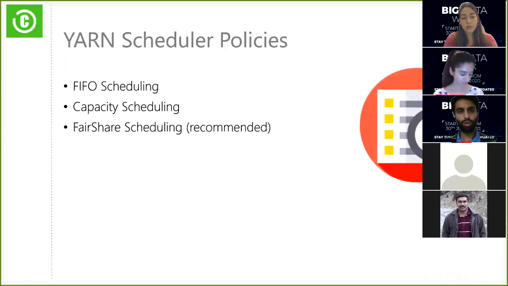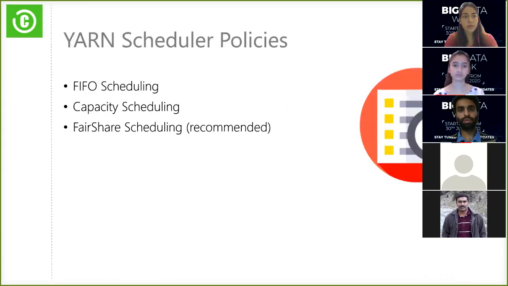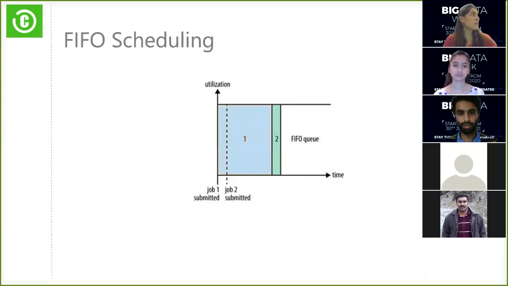Next, we will move on to yarn scheduler policies. There are three policies currently that can be configured on yarn. The first is first in first out, then capacity scheduling, and the fair share scheduling, which is recommended by Cloudera. A deep dive into the yarn scheduler policies. First is the first in first out scheduling.